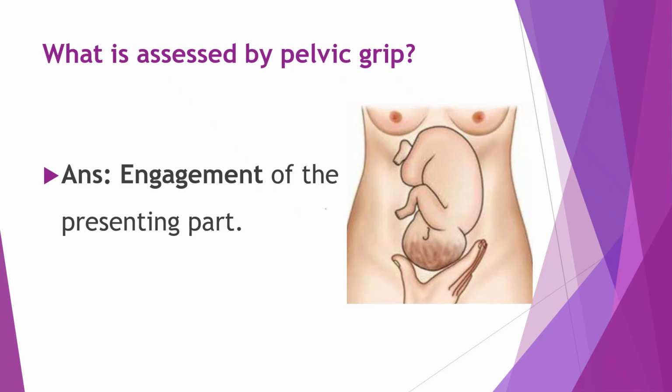What is assessed by pelvic grip? The pelvic grip is used to assess the engagement of the presenting part. It helps to determine whether the presenting part has entered the pelvic inlet. This assessment is important to understand the progress of pregnancy and readiness for labor.